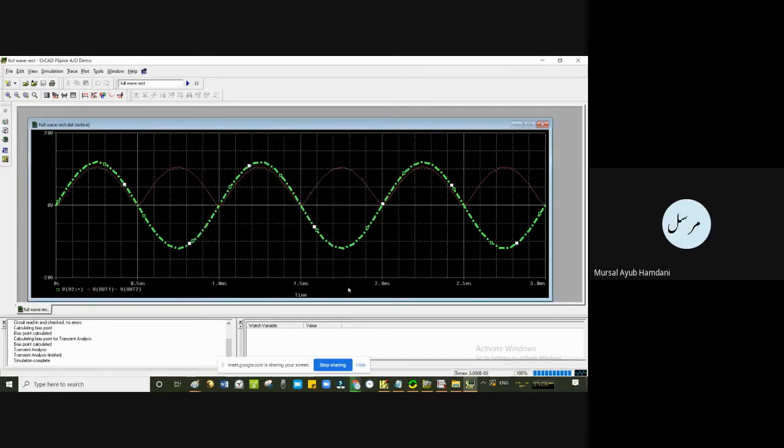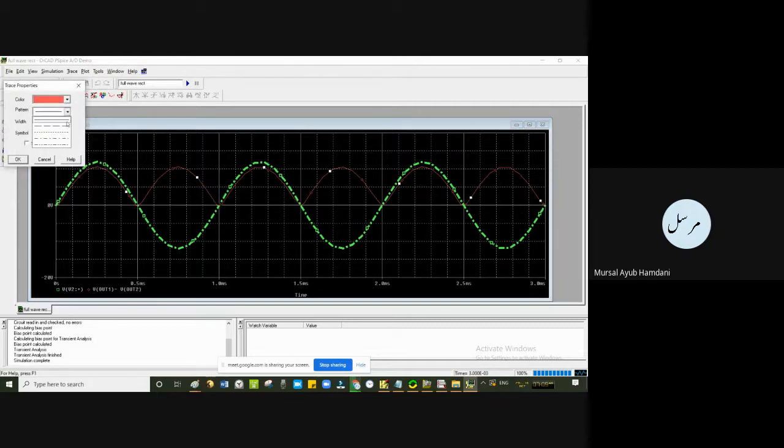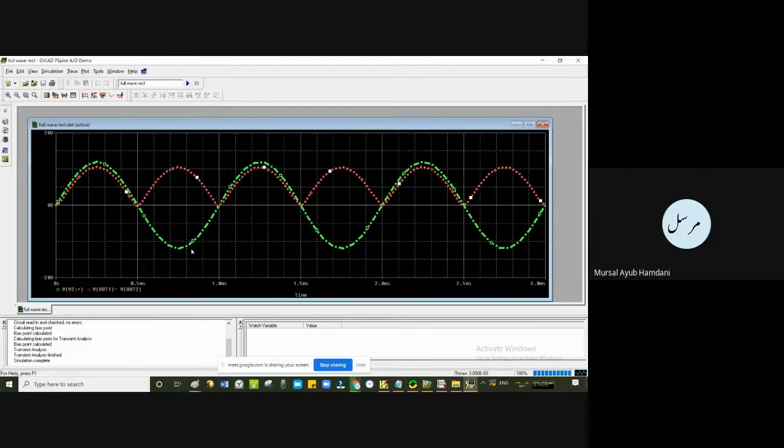You can see the full wave rectification, and again this fall is here. Now let us click here, right click properties, display figure. So you can clearly see the full wave rectification.